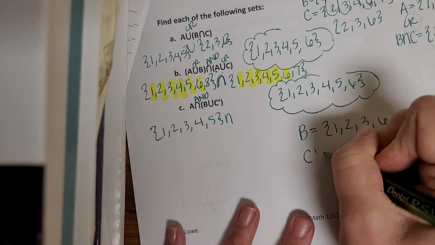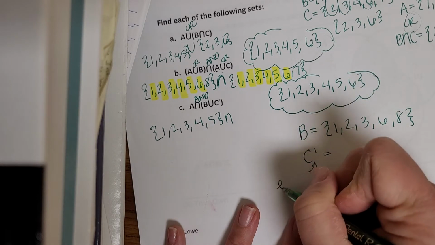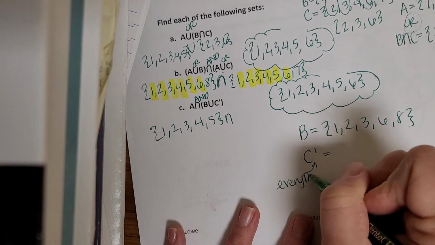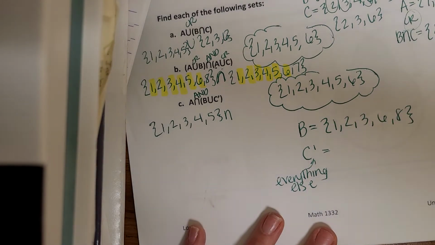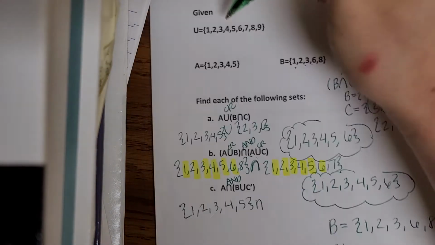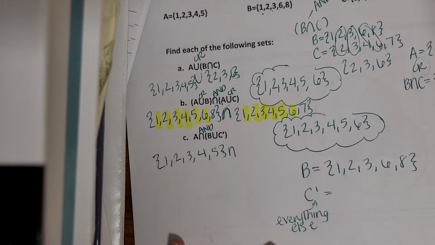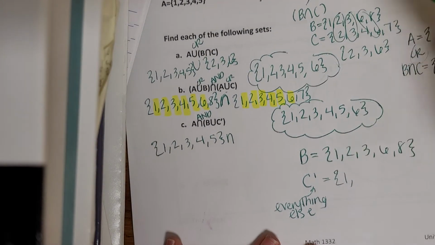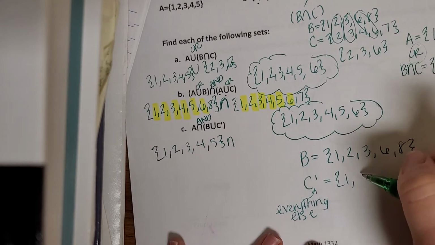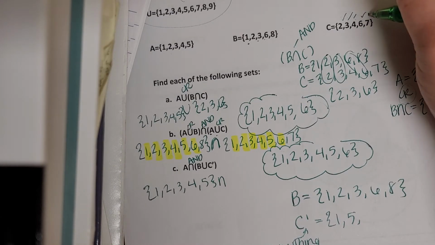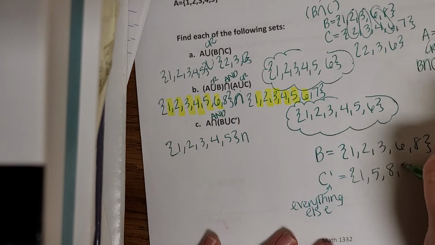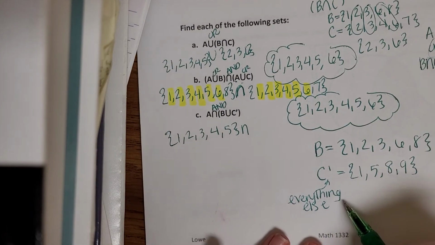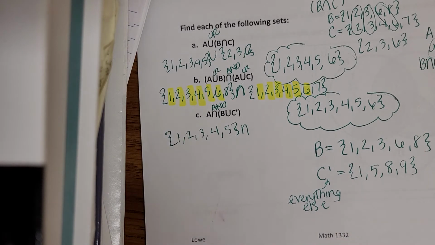C complement. Remember how the complement works is everything else except C. Okay, so we look at C and we get everything else that's in the universal but not in C. So we need to pick up our 1. He's got our 2, our 3, our 4. We'd need to pick up our 5. He's got our 6 and our 7. We would then need to get our 8 and our 9 that are part of that universal as part of C complement. So again, C complement is everything else except C, okay?